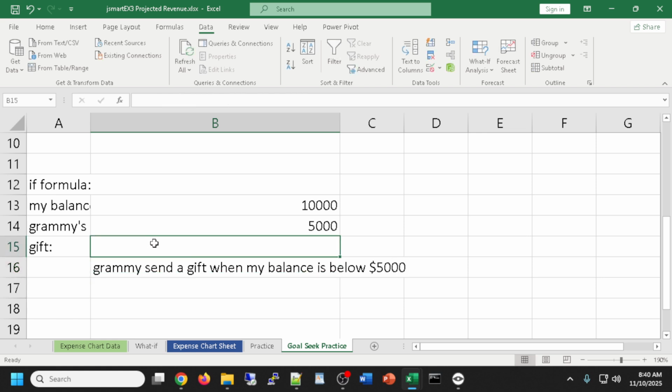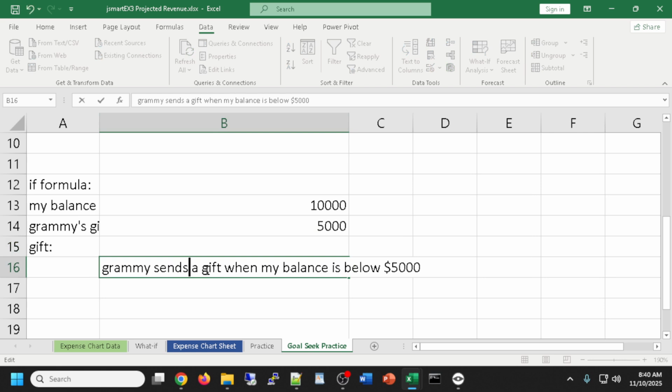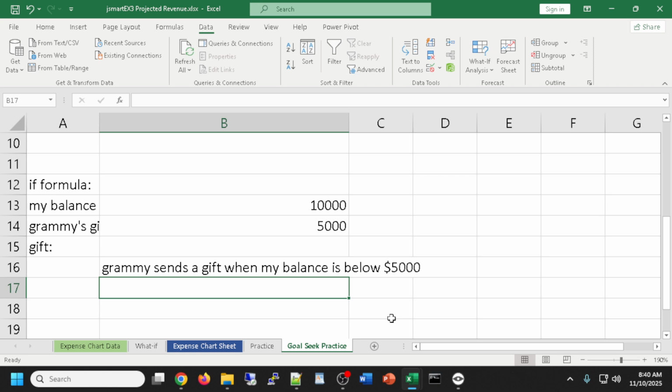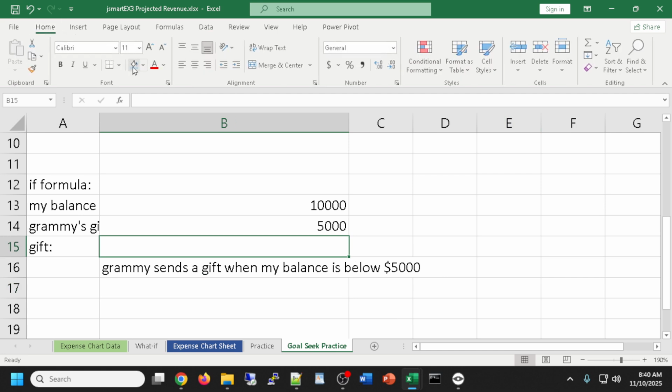All right. What is the gift this month? It'll depend on what my balance is. Grammy sends a gift when my balance is below $5,000. And here is where the formula will be. I'll give you a little chance to think. Can you figure out what that formula should be for Grammy's gift? It's going to be an if formula. It's going to equal if something. Can you figure out what goes there? I'll give you a little chance to think about that.